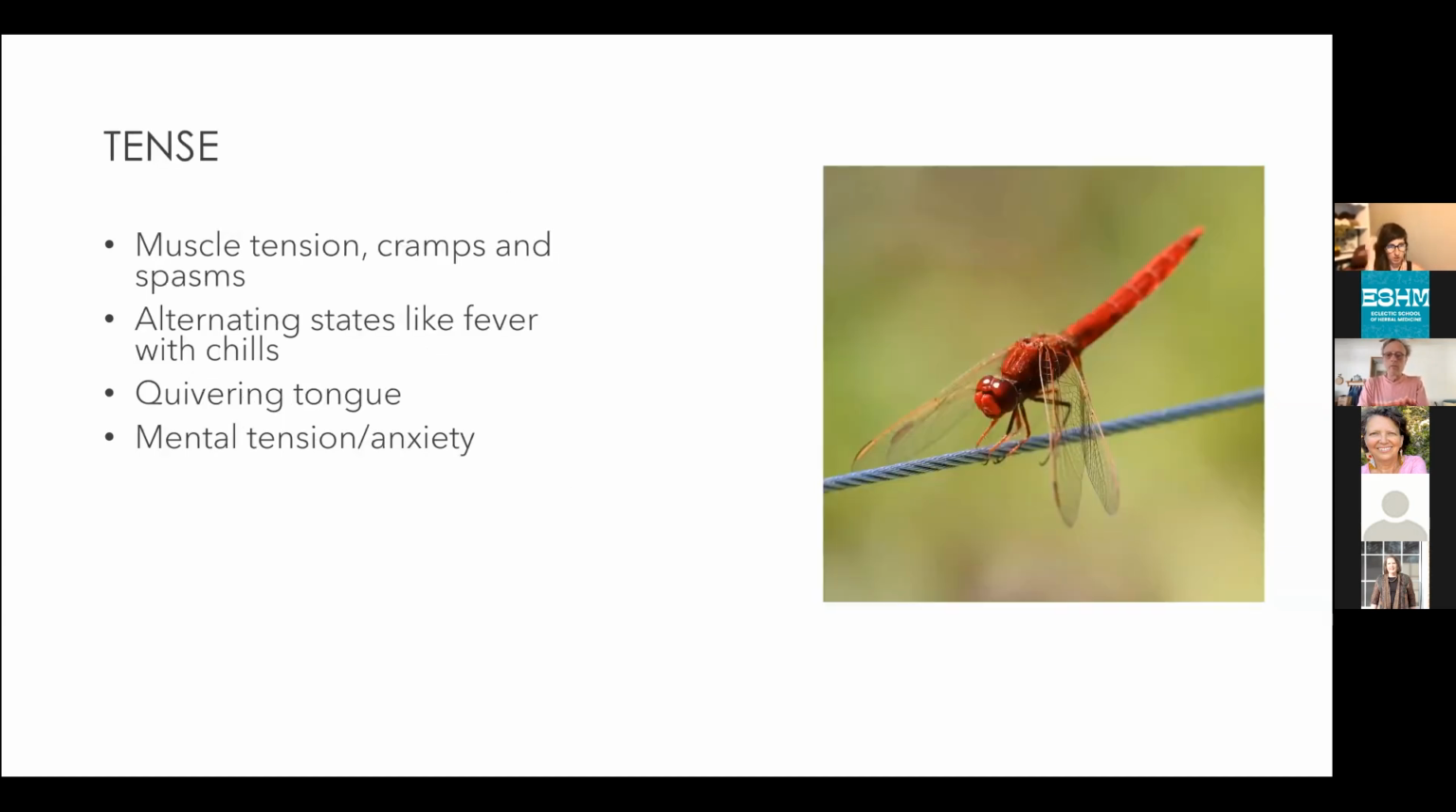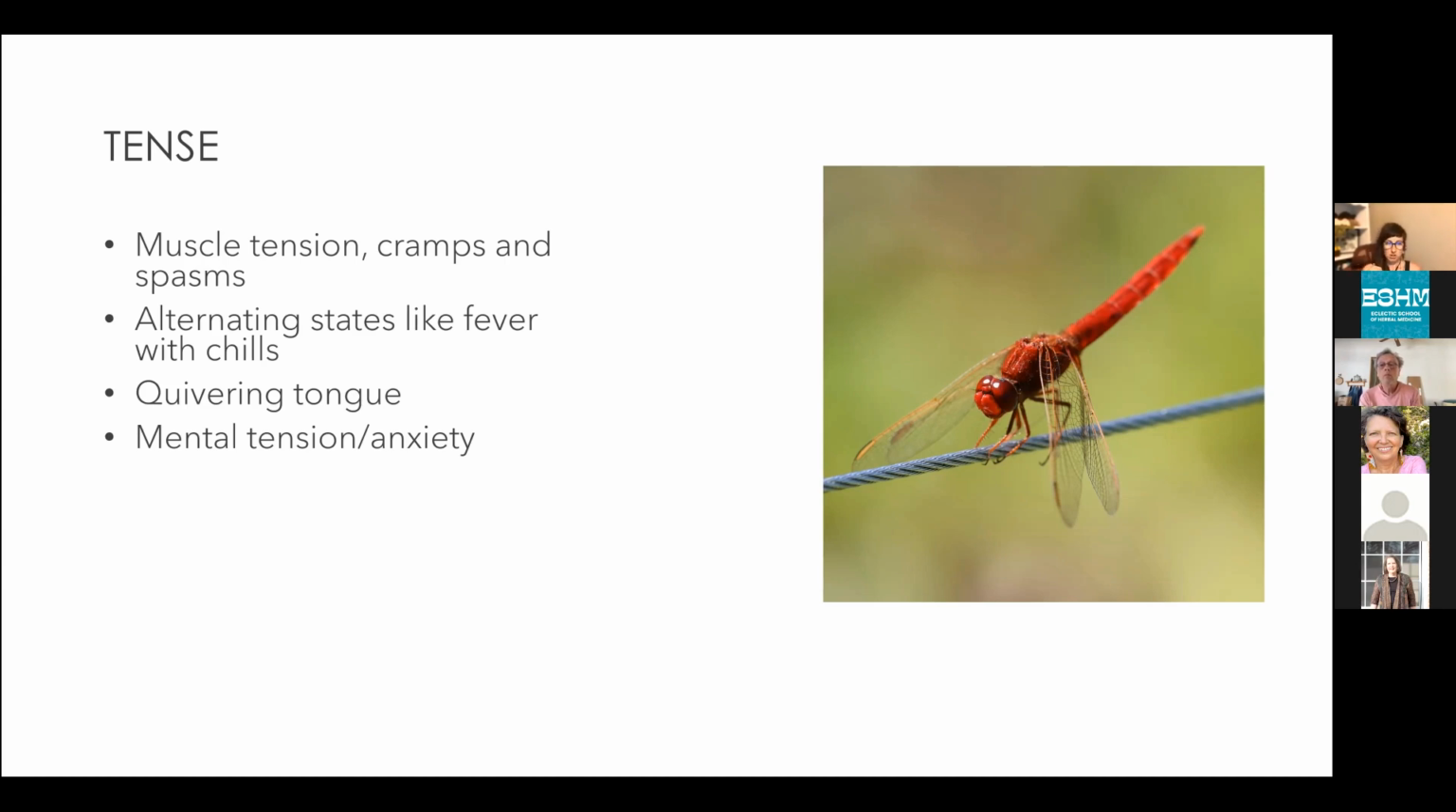Then we have tension. When we're looking at a tense tissue state, we're looking at things like muscle tension, also spasms. So think about alternating states, like fever with chills. There's tension in terms of fever. Let's say we have a high fever and our bodies are very tense, then we're not able to move that heat throughout to the surface, and that can alternately cause chills. If we look at someone's tongue, we might, not always, but sometimes, see that when they hold their tongue out, it's quivering slightly.